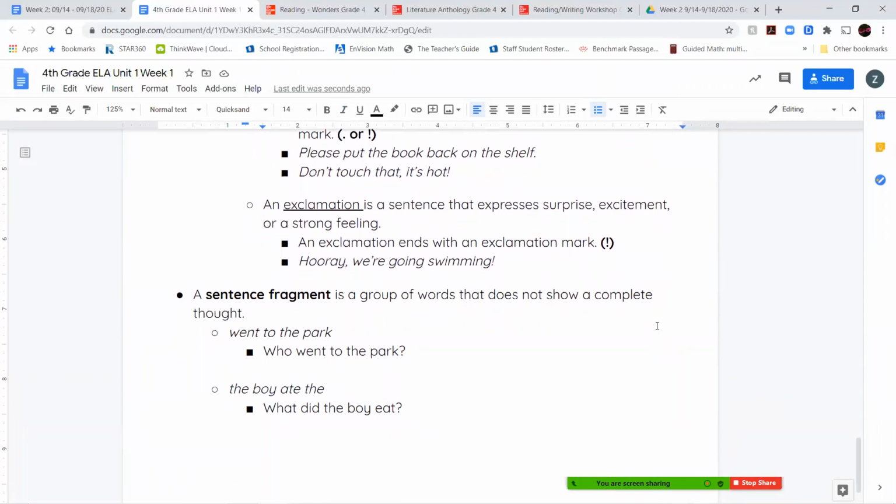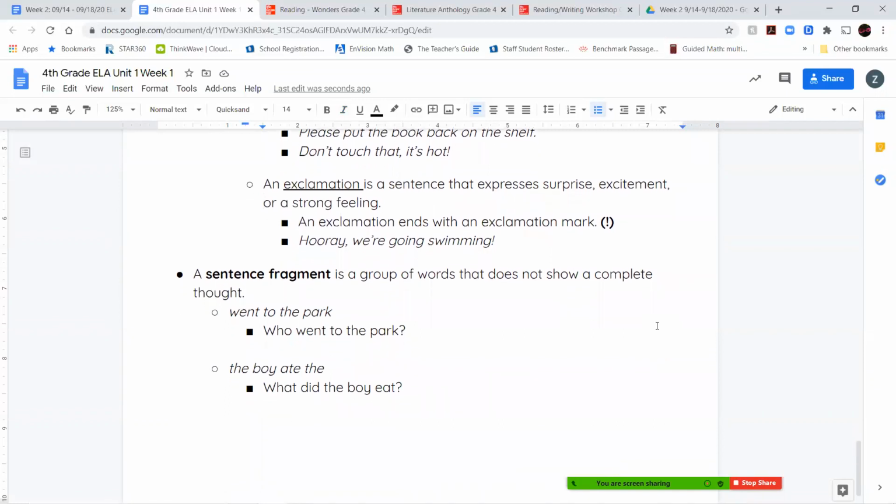sentence fragments. Remember, the word fragment means a piece of something. So a sentence fragment is a piece of a sentence. It's not the whole sentence. So a sentence fragment is a group of words that does not show a complete thought. It's only giving you part of the idea. It's not giving you the whole thing. So sentence fragments are hard to follow. You don't know what they're talking about.